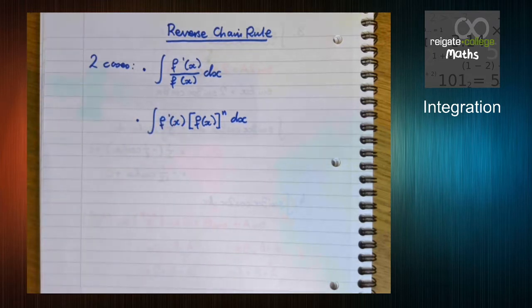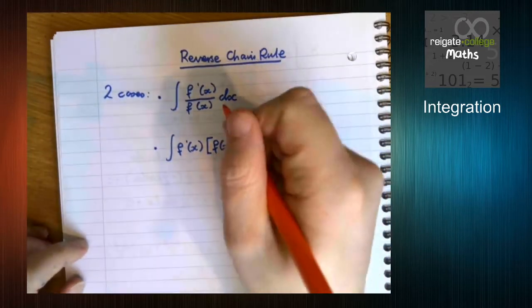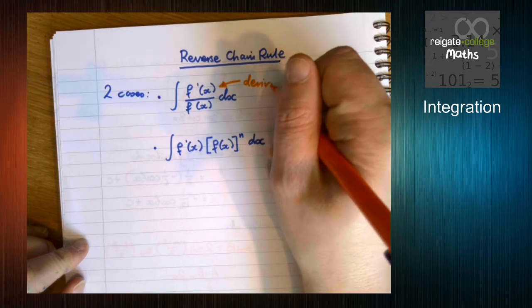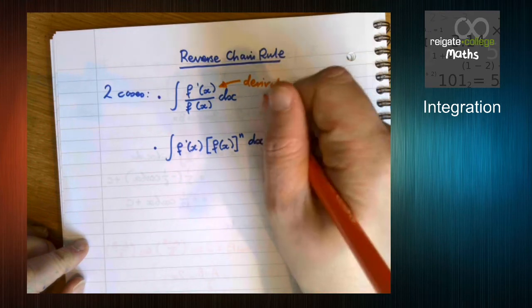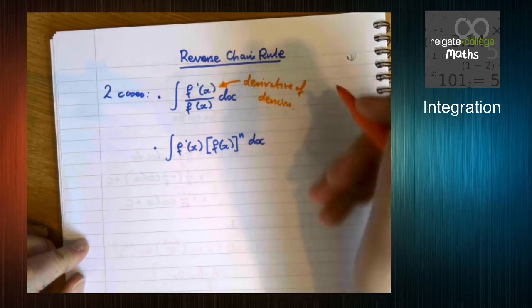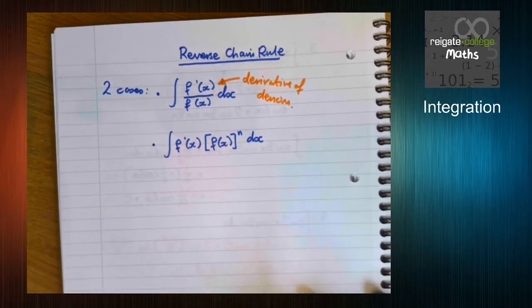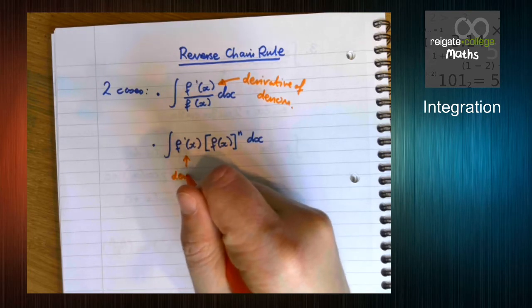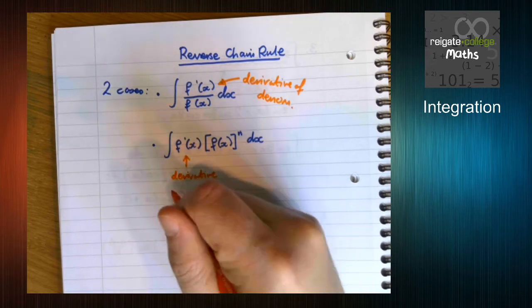So this idea really requires you to be able to spot how functions are linked in terms of differentiation. So to go over that again, this is a fraction where the numerator is the derivative of the denominator, or something similar. Here, we are timesing by the derivative of the bracket.